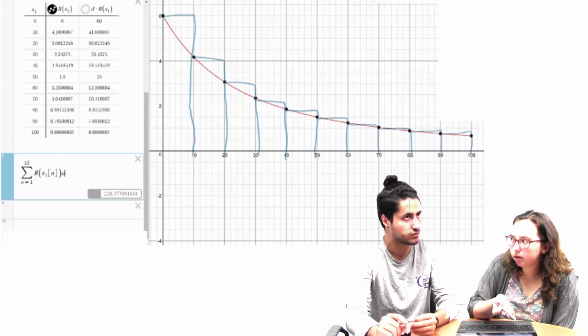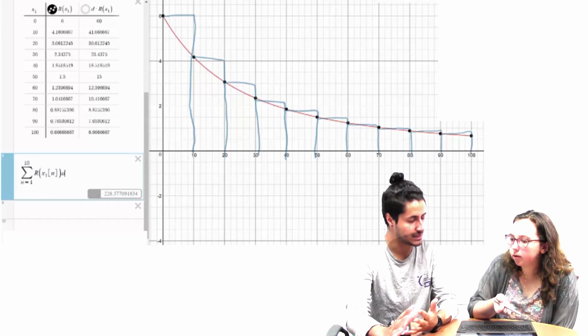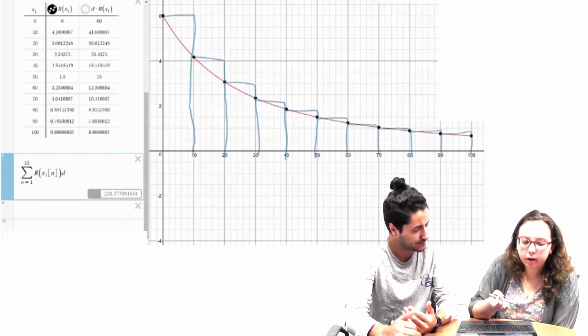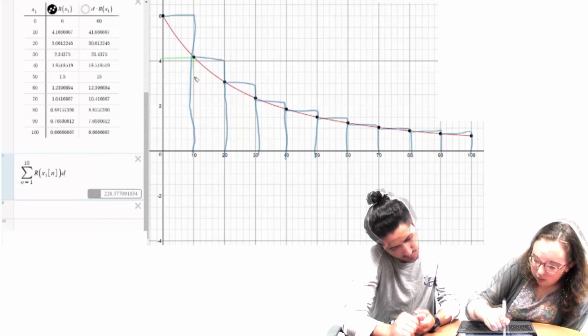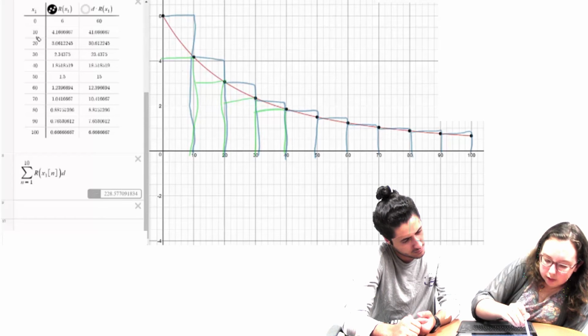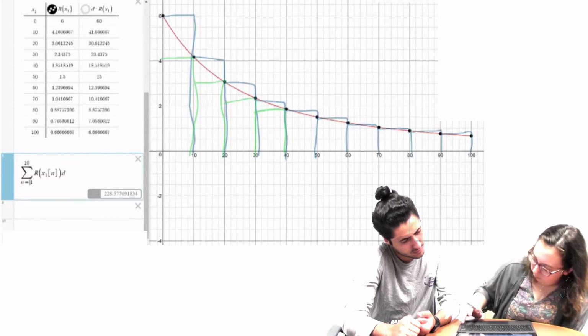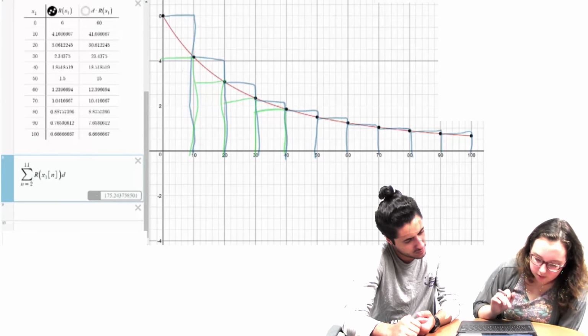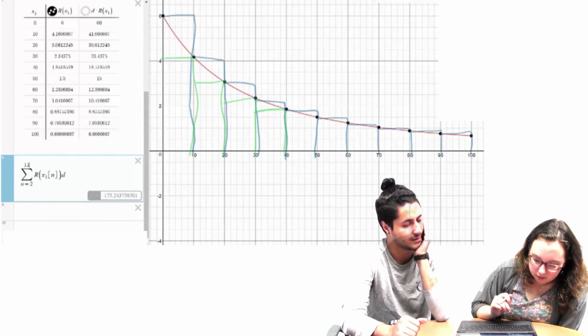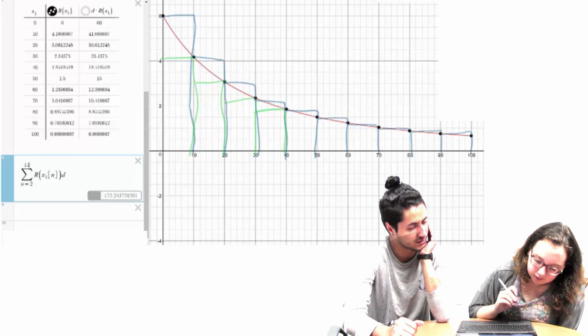So should we then try the right-hand side and see what our underestimate is? Yeah. Okay. So that would be these. So we'd start from 10, go to 100. So I think that would mean these would go from 2 to 11. And that's significantly less.